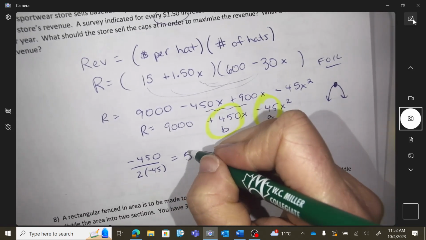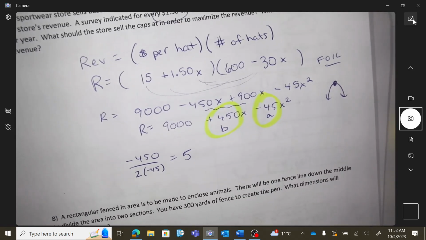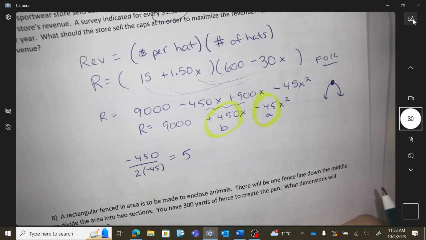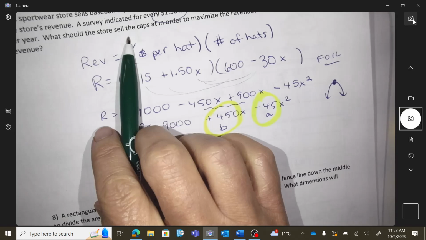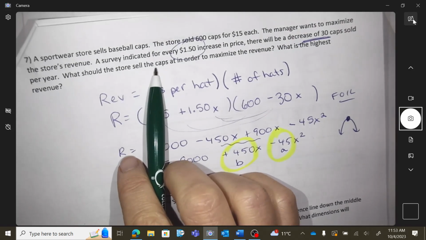And is anybody else getting 5 out of that? So really, what does 5 represent to you? 5 represents how many times you're going to do the change. I'm going to change the price, change the price, change the price, change the price. I'm going to do that 5 times. That's what this is. So question 1, what should you make as your hat price?